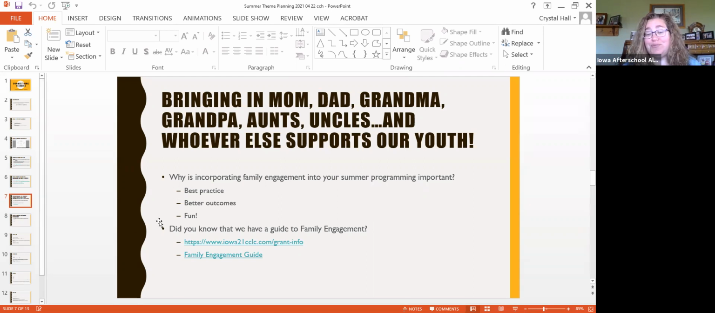Also, a couple more resources for you. I don't know if anybody knows this, but we actually have a guide to family engagement. If you go to the Iowa21cclc.com website on our grant info page, towards the bottom, we have the family engagement guide. But again, after the presentation, I'll share the slides, so you'll be able to direct link by clicking on that highlighted hyperlink there.